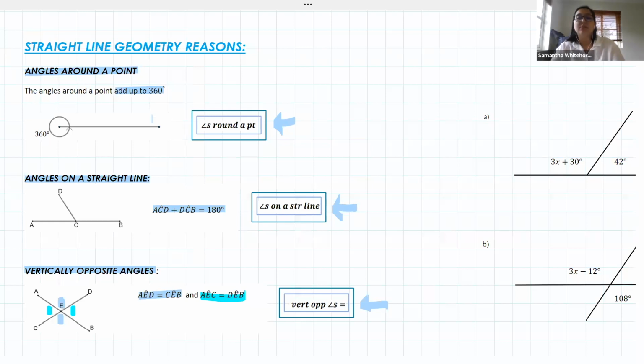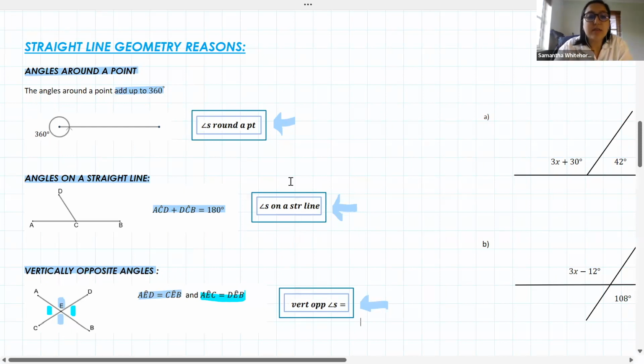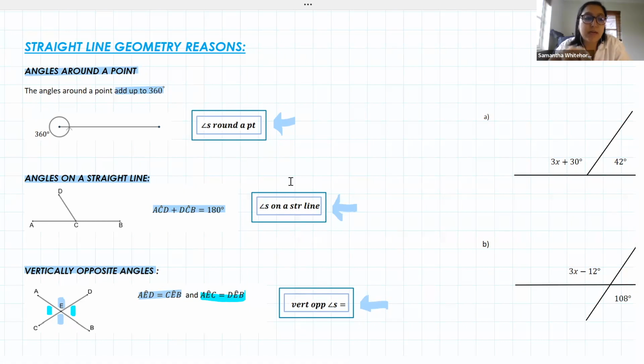Like you guys know, whenever we do these questions and apply these reasons, we actually have to state the reason. So we're going to have a look at some examples. I'm going to wait here in case you do want to screenshot the reasons again for yourself. Otherwise, we're going to go through our geometry reasons so that we know how and when to apply them given a question.